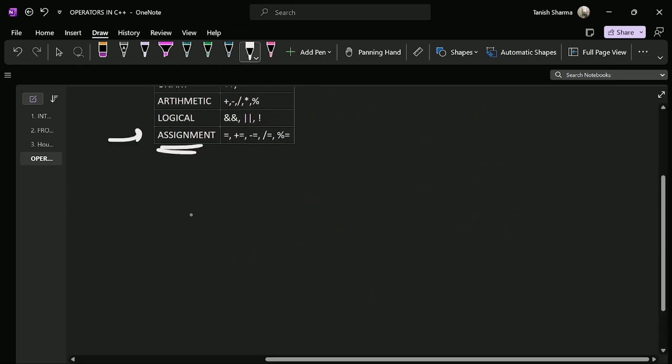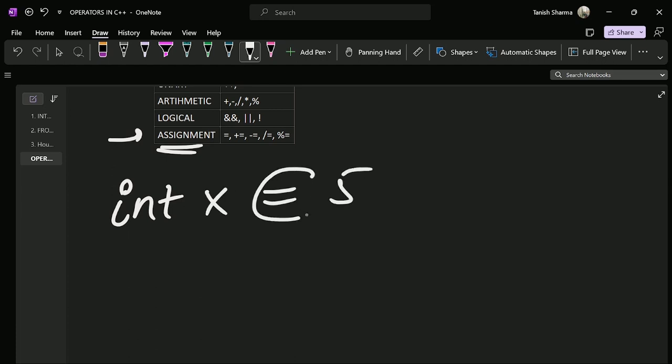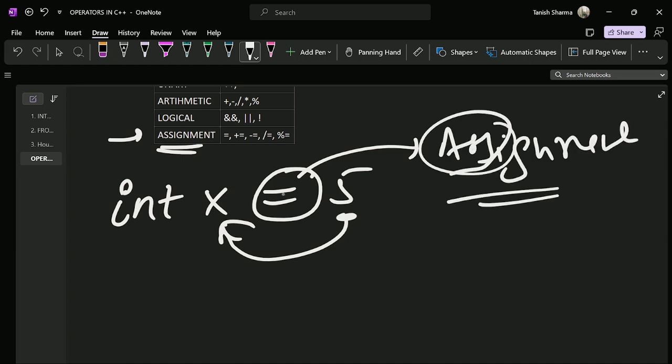Okay, so let's jump on to our very next operator, that is our assignment operators. We have talked about this in a past video also. Assignment operator means that we are assigning something. Like when I do int x is equal to 5, this means we are assigning the value of 5 to x. This is the actual assignment operator. But you can use this assignment operator with some computation also, that is, with some arithmetic operators also.